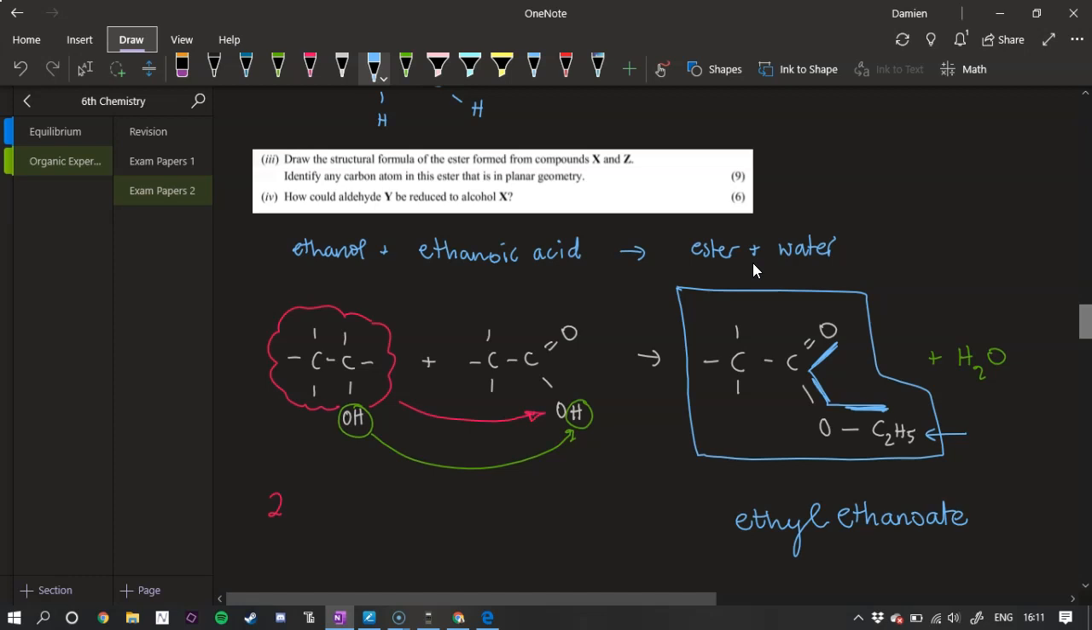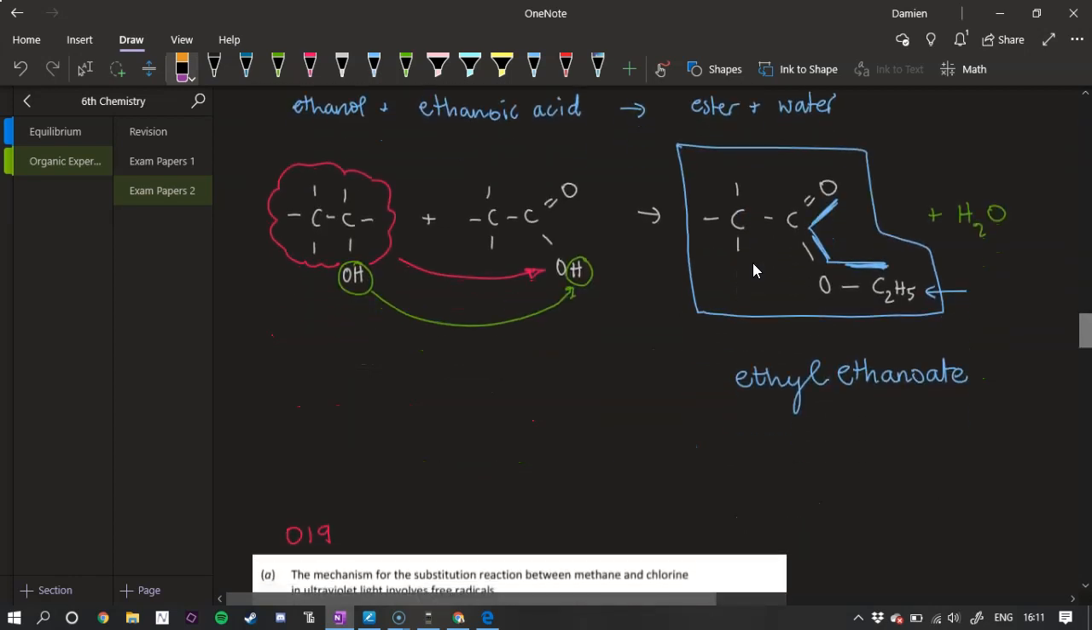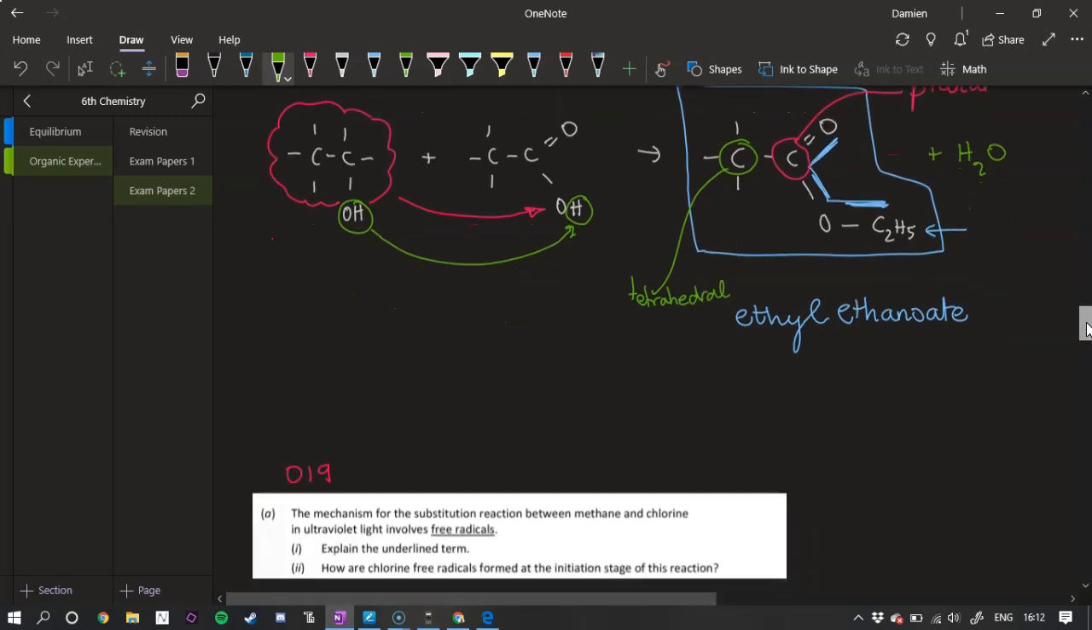Oh, and then the last one says identify any carbon atom in this ester that is planar in geometry. Okay, so let's have a look at this compound. Planar is generally on the carbonyl. So if we look here, this carbon here is the planar one, whereas the carbon that's here is tetrahedral. Again, it doesn't ask that, but just if you need to know, that one's planar.